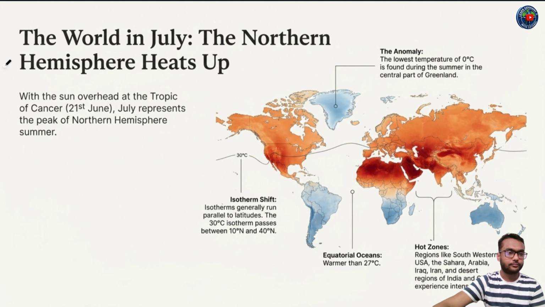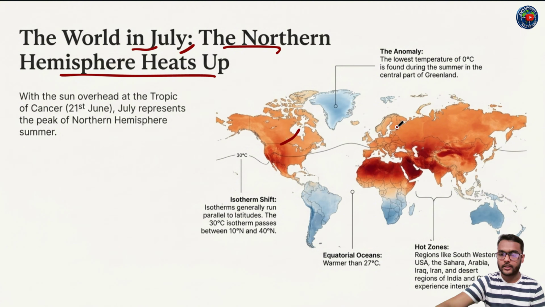Now, the world in July. In July, the northern hemisphere heats up. The highlighted portion, the gray colored portion, indicates the high temperature regions. With the sun overhead at the Tropic of Cancer on 21st June, July represents the peak of northern hemisphere summer, and winter in the southern hemisphere. The anomaly is that the lowest temperature of 0 degrees Celsius is found during the summer in the central part of Greenland.